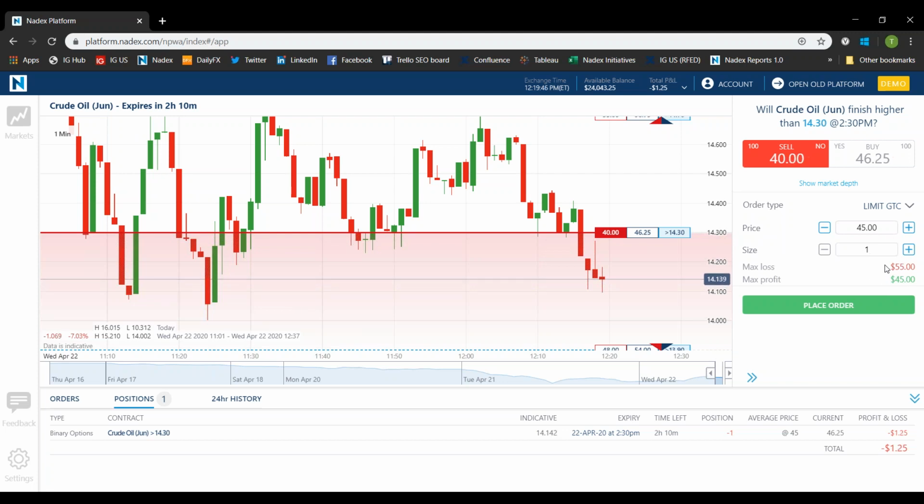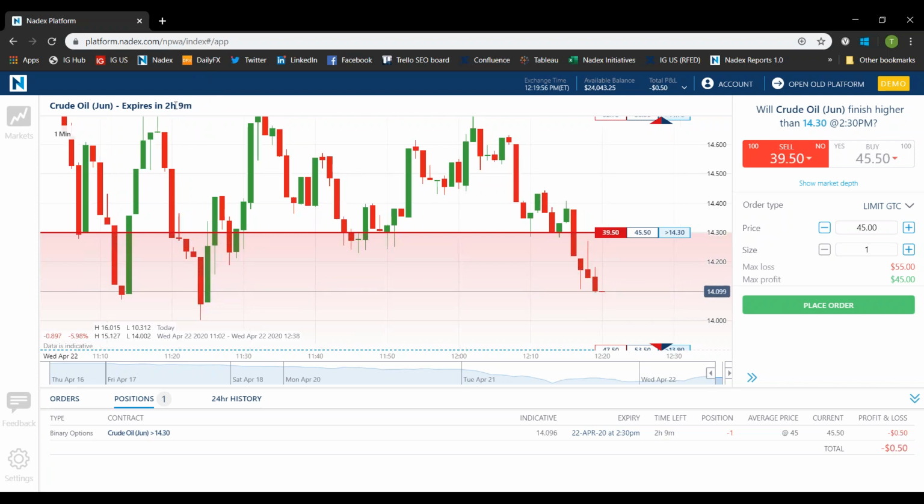Now, here's the interesting thing about these binary contracts: just because there's an expiration, and I know this expires in 2 hours and 10 minutes, does not mean I have to wait to expiration to see what happens. Maybe I think oil's just going to trade down a little bit lower here, and I sold one at 45, and maybe I want to make a quick $10. I could try to buy it back a little lower.